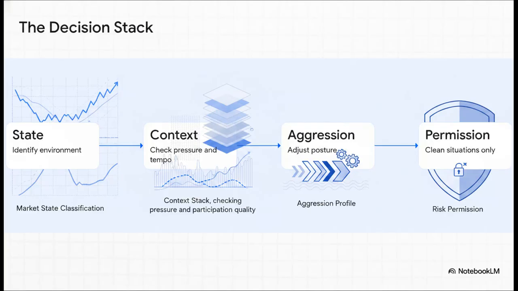Let's look at the anatomy of how it actually makes a decision using this 4-part architecture. It's kind of like a gauntlet. Step 1 is market state classification, identifying exactly what type of environment it's facing today. Step 2 is the context stack, checking market pressure and participation quality. Step 3 is adjusting its aggression profile, so adapting its posture based on market turbulence. And finally, Step 4 is risk permission. A trade idea is only executed if it survives this entire gauntlet.